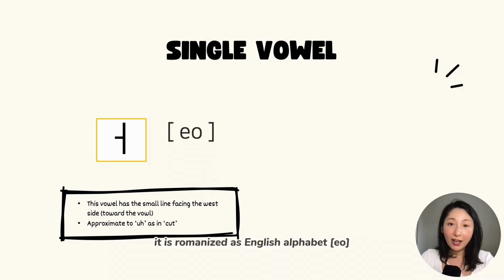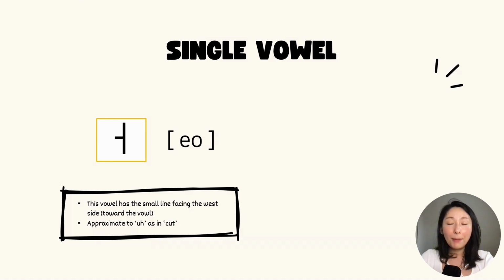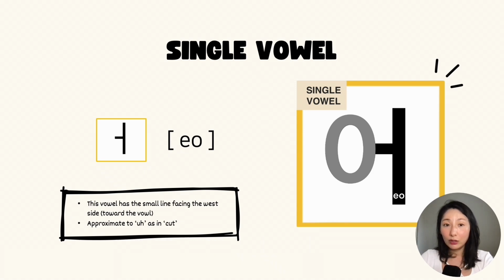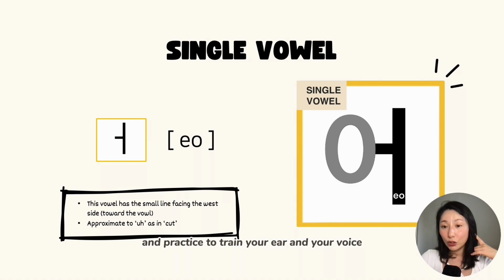It is romanized with the English letters EO, but this does not accurately represent the sound of the Korean vowel because there is no exact equivalent sound in English. The romanization doesn't fully convey the Korean sound. It is very important to listen to native speakers and practice to train your ear and your voice.